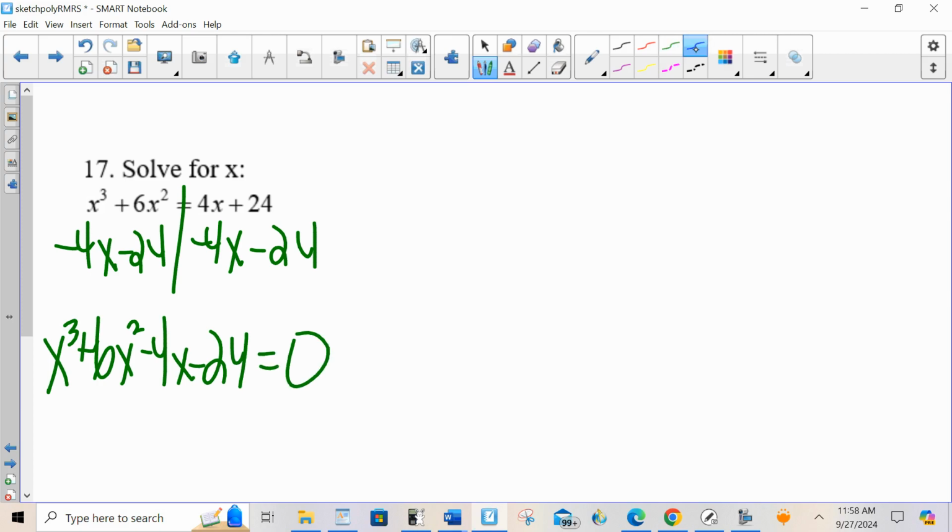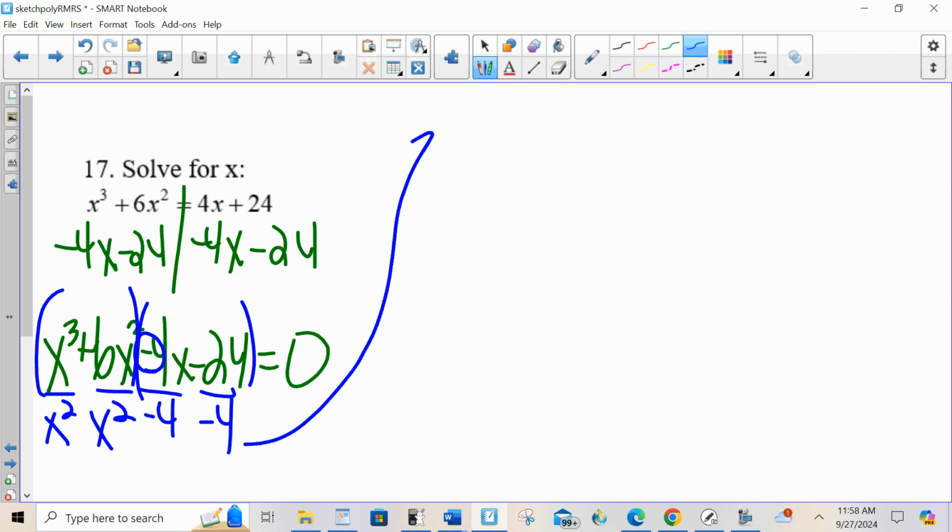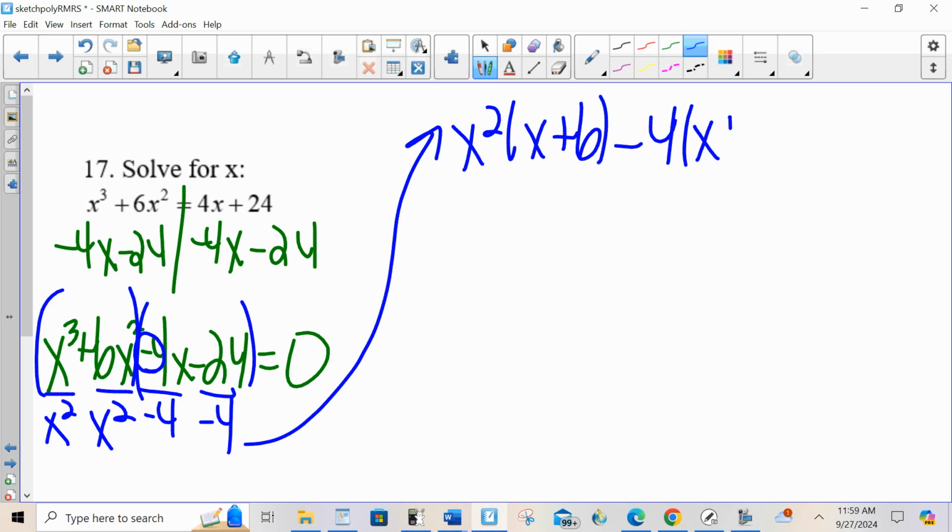Party time, bubbles, factoring. Is there a GCF? No. How many terms? 4. Grouping. I group the first 2 and the last 2. I find the GCF of each group. If there's a minus in front of a group, I pull a negative out. X squared times x plus 6, minus 4 times x plus 6 equals 0.